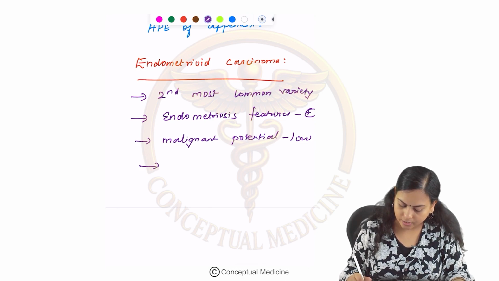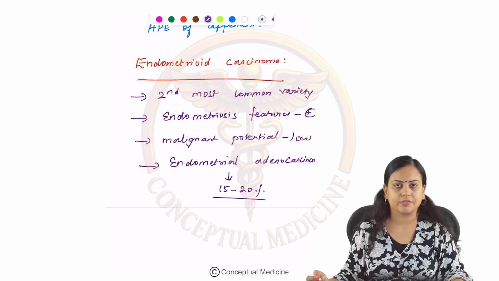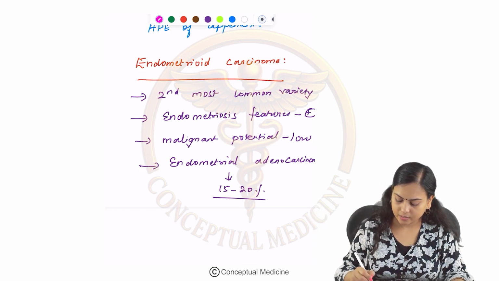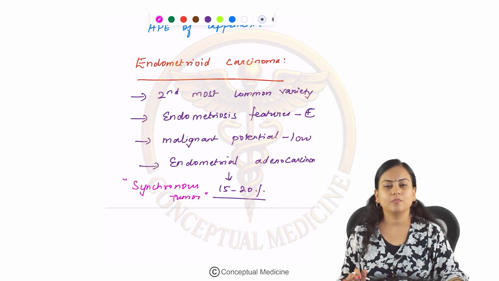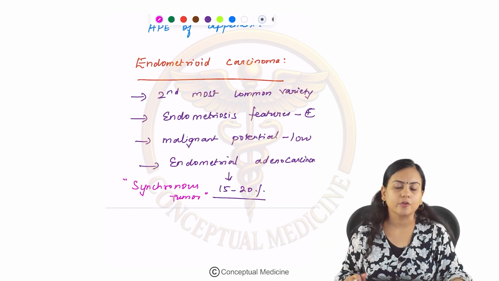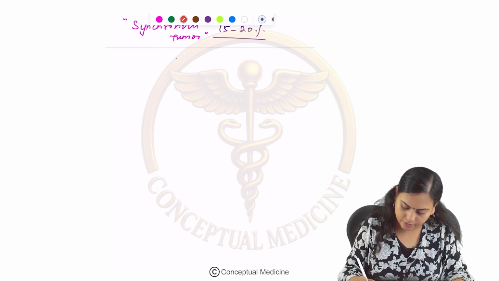Okay, then it will be associated with endometrial adenocarcinoma also in about 15 to 20% of the cases. Okay, so if it is associated with endometrial adenocarcinoma, then it will be known as a synchronous tumor. Synchronous means a tumor that is occurring at the same time in two different places, right? So one is endometrial adenocarcinoma and another one is your endometrioid carcinoma. Clear? Right. Now coming to clear cell carcinomas.